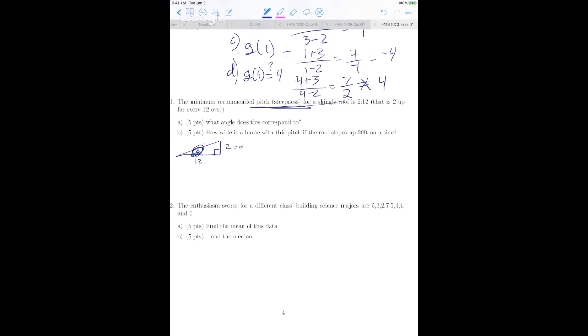This looks like an opposite. This looks like an adjacent. I think we can tangent this sucker. So tangent of this unknown angle is 2/12. Well, that's all right, because I can take the arctangent of 2/12, and that'll get me that angle inside there. And if I do that, I get an angle of 9.46, about 9.5.